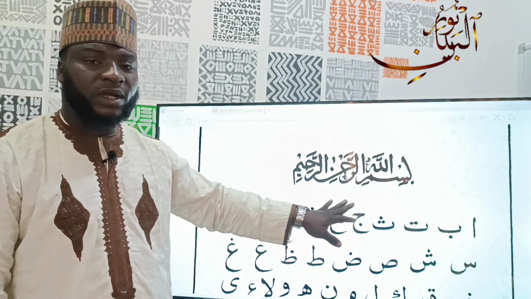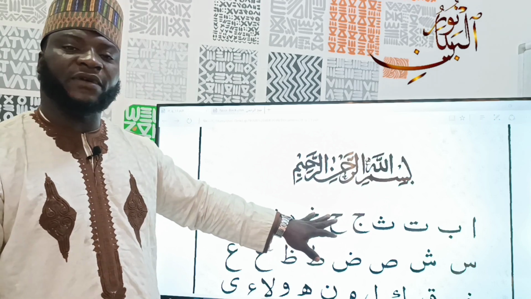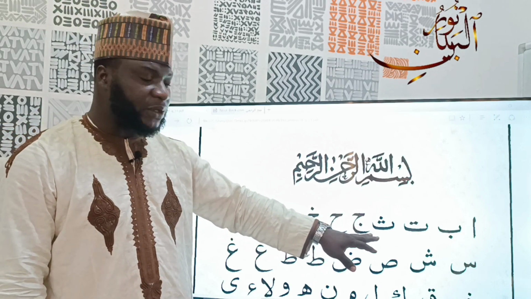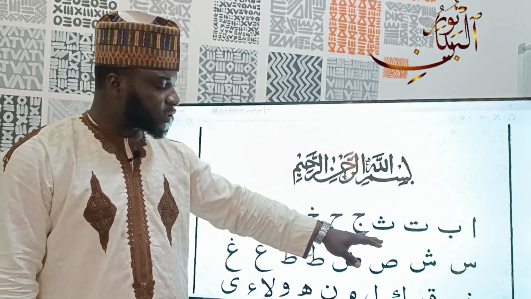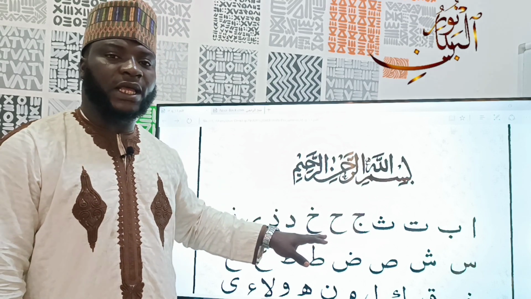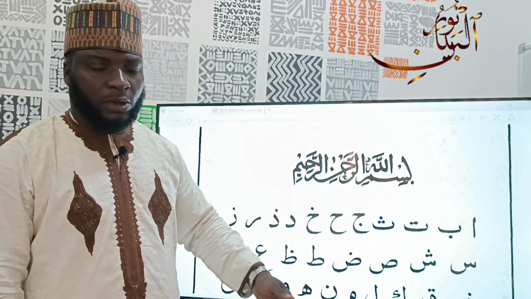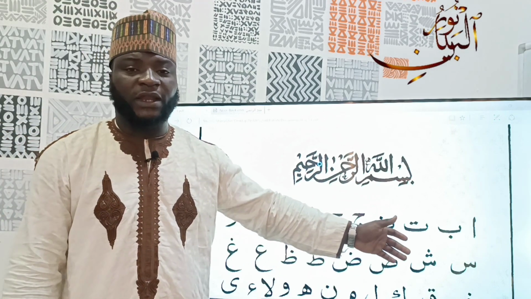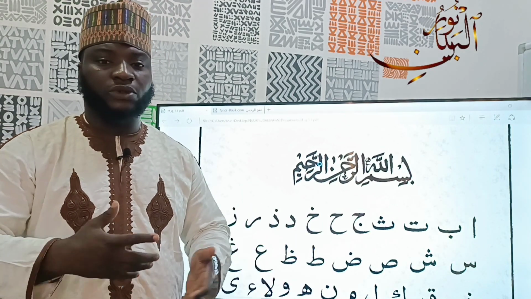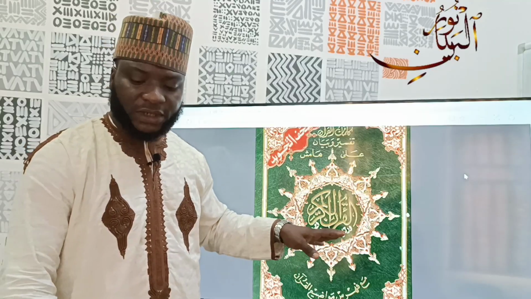This is Qa'idatu Baghdadiyya. This is the Arabic alphabet that has been used for many years, but this pattern is outdated. I'm sorry to say that, because some will be reciting an alphabet that you will not be able to understand. And how do you recite the Holy Quran?